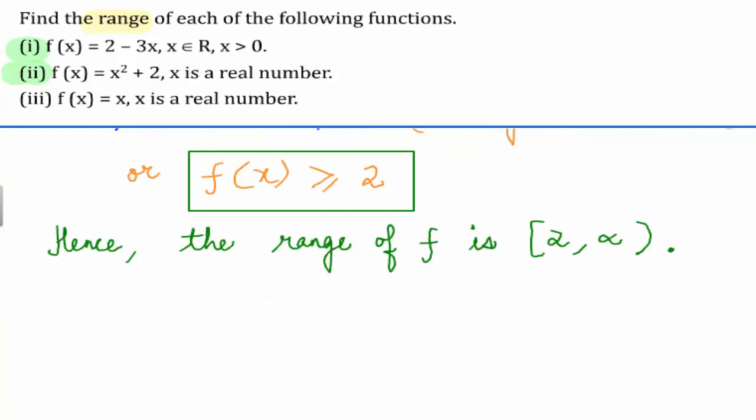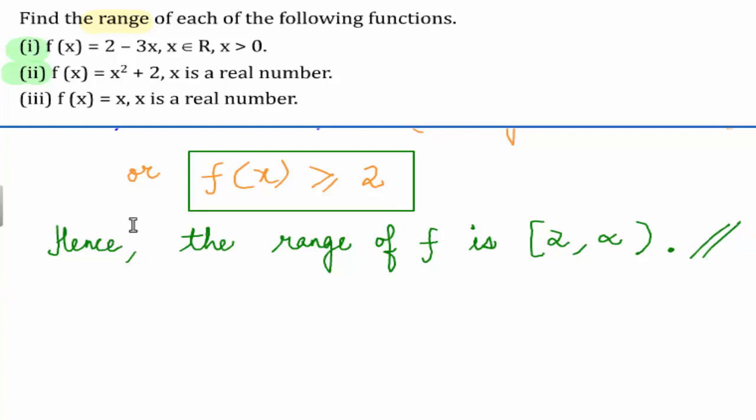Hence, the range of f is the left closed right open interval 2 to infinity. It is left closed because 2 is also included in this interval since f of x is greater than or equal to 2. So this completes the second part of the problem.